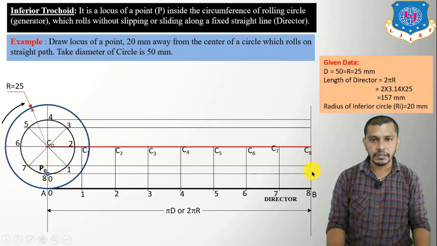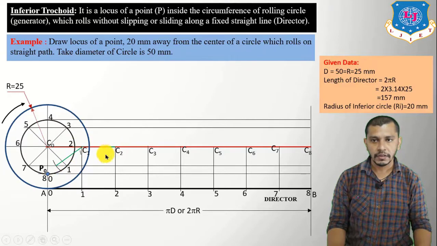Now, after marking these points, this will be our P0. Measure the radius of the inferior circle, which is equal to 20 mm. Take the center at C1 and give an arc on the line passing from the first division of the circle. So give an arc over here. Now take center at C2, give an arc on the line passing from the second division of the circle, and the radius will be equal to the radius of the inferior circle. So we will get the intersection over here.